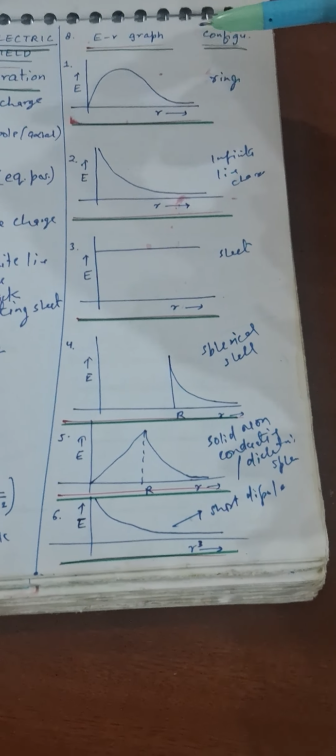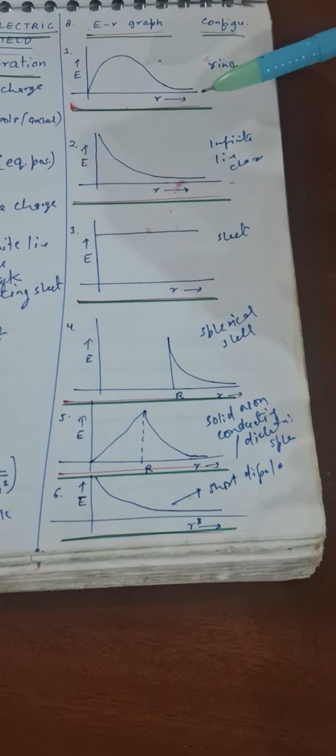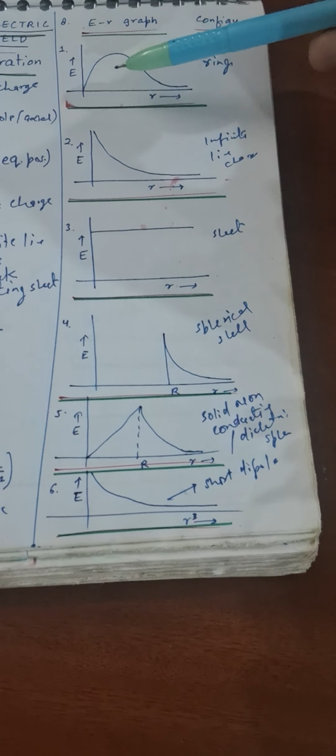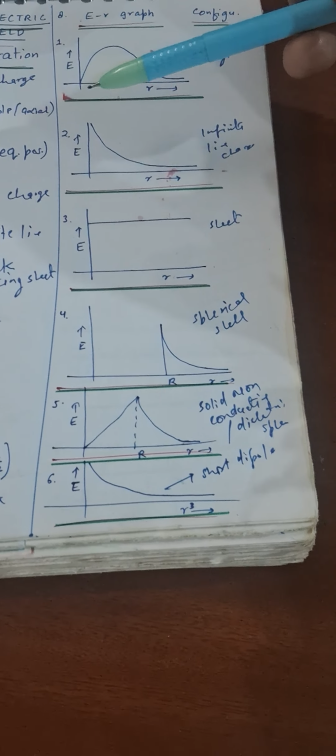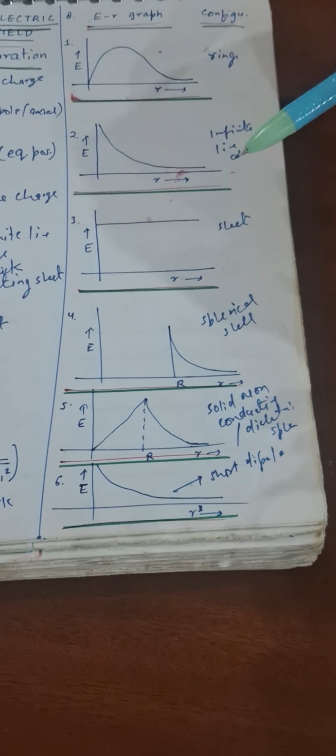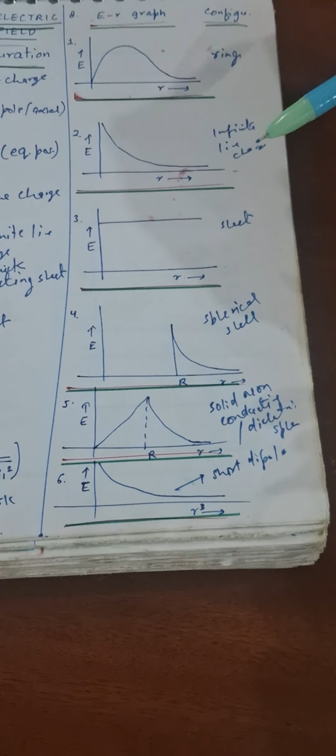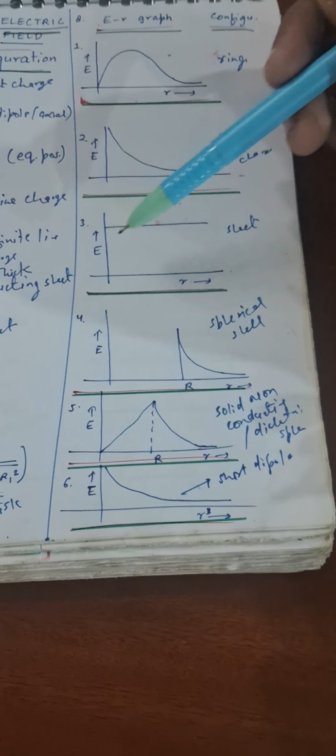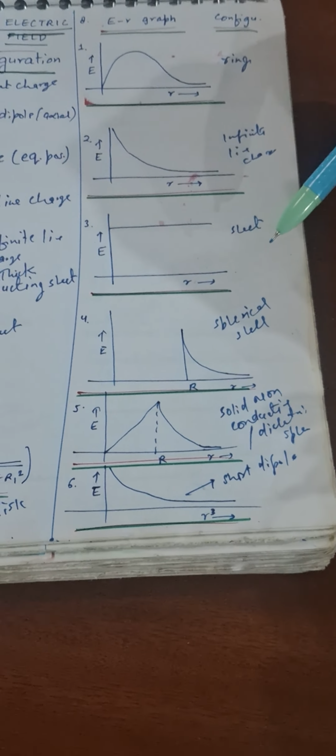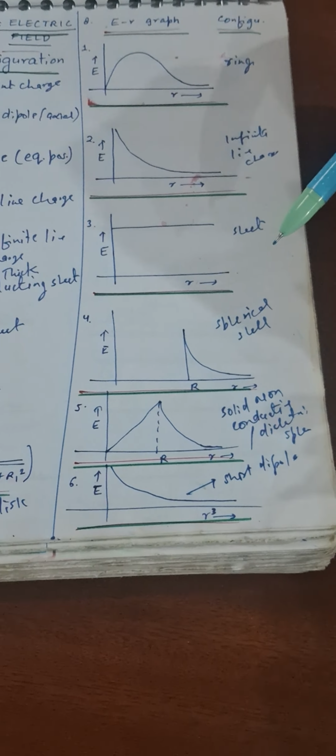There are certain graphical questions then. So the first graph is like this. It corresponds to a ring, which is maximum at r by root 2. Then this graph is a rectangular hyperbola, which corresponds to infinite line charge. Then this is a constant graph. It refers to a sheet, maybe thick or thin, conducting or non-conducting.